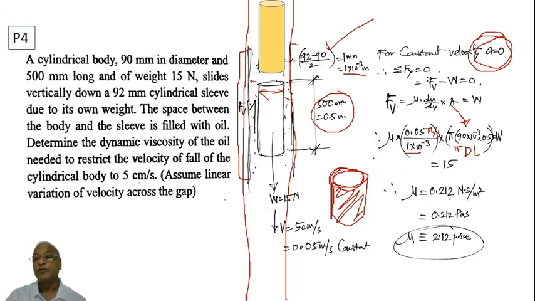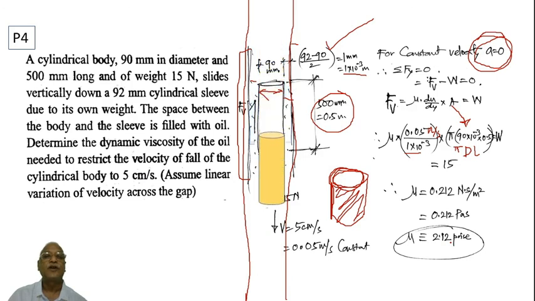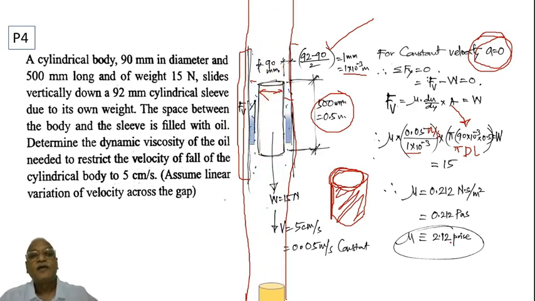So mu is equal to 0.212 Newton second per meter square. Because everywhere we have used Newton and meters, obviously the units for mu become Newton second per meter square, 0.212 Pascal second. If you want this in poise, you have to multiply by 10, so it becomes 2.12 poise. Okay, so that's how the cylinder is falling down, and the viscous force all around the cylinder will be acting that way. Okay, thank you. We'll stop here.